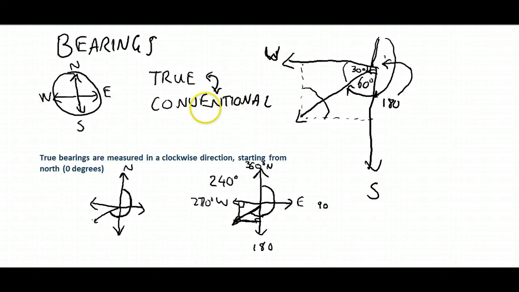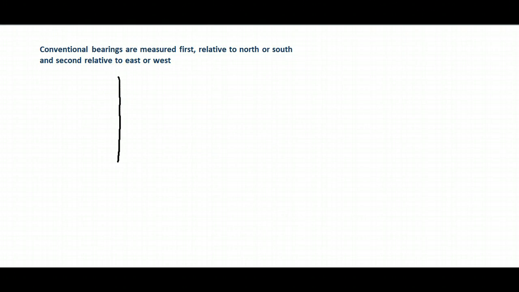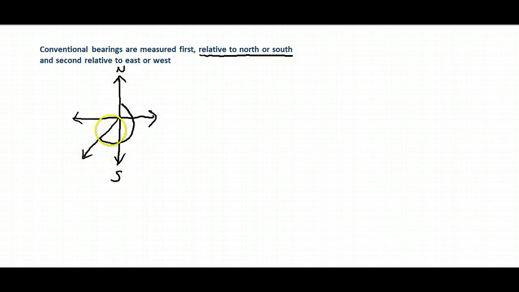And if you wanted to convert that into a conventional bearing, I'll show you how to do that. So for our example of 240 degrees, if we want to express that in conventional terms, here's 240 degrees here. We've first got to measure relative to north or south. So for this angle here, we've got to ask, is this line closer to north or south? It's obviously much closer to south. So the first part of our bearing is going to be south.